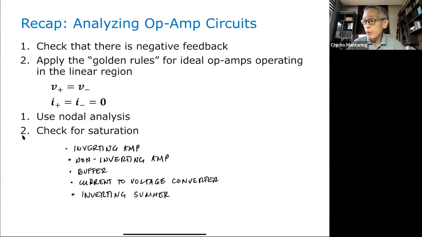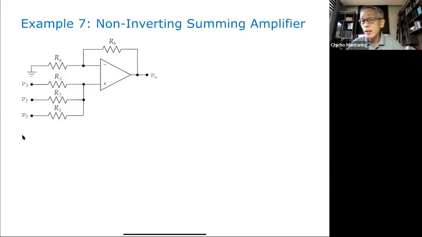So what's the next example that I want to take up? I want to take up with you the non-inverting summing amplifier. So we have an inverting summing amplifier. We also have a non-inverting summing amplifier. So how do we analyze this circuit? First of all, do we have negative feedback? And the answer is yes. If you notice, a portion of the output is fed back through a feedback resistor to the inverting input. And that's essential. The feedback should always be to the inverting input. So this has negative feedback. So there's a good chance that it will be operating in the linear region.